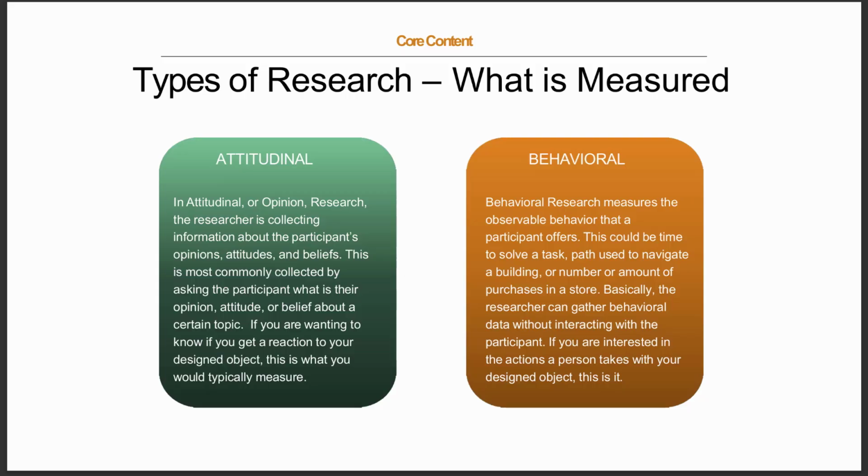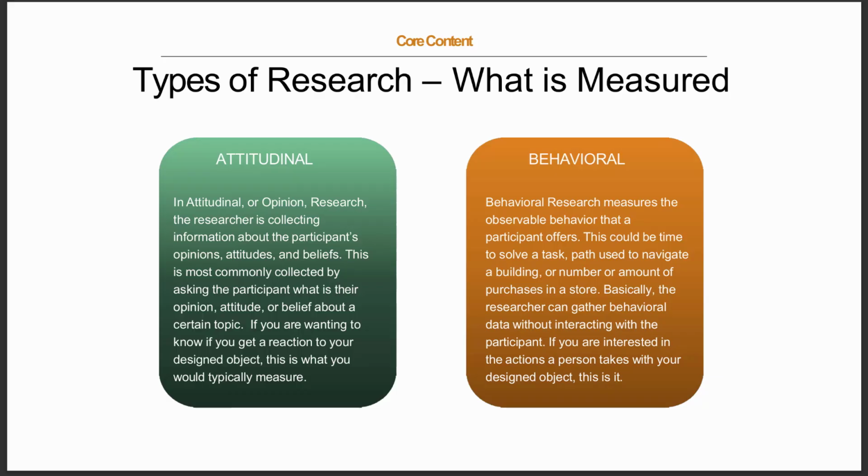Now, even within that quantitative and qualitative, we have attitudinal and behavioral. So, like the name says, attitudinal is about the attitudes, so opinions, and behavioral is about the behavior. So, things that they do: what they say and what they do. So, attitudinal, what they say. The researcher is collecting opinions and attitudes and beliefs. This is most commonly collected by asking the participant for their opinion or attitude or belief about a certain topic.